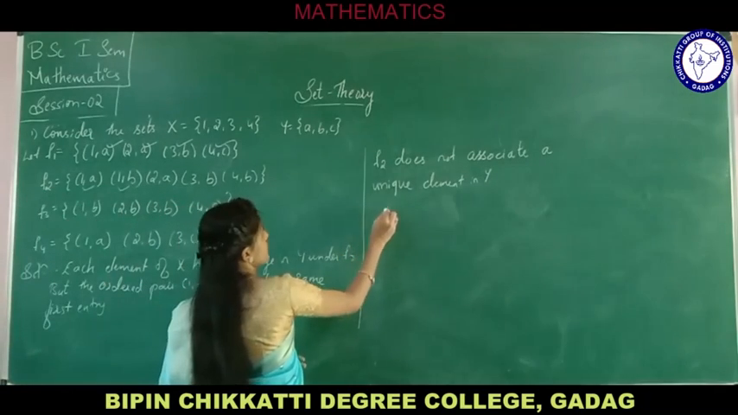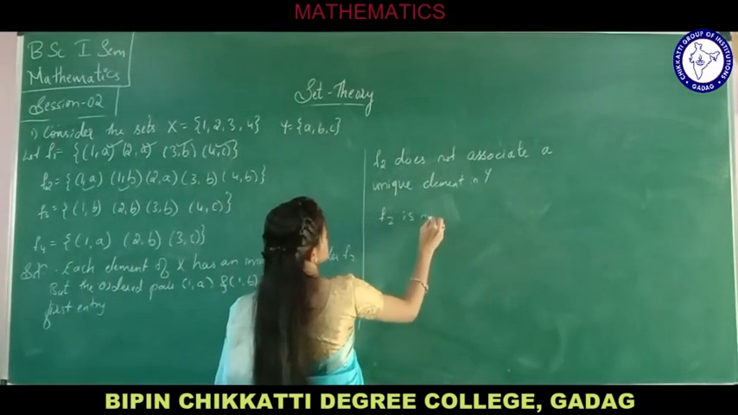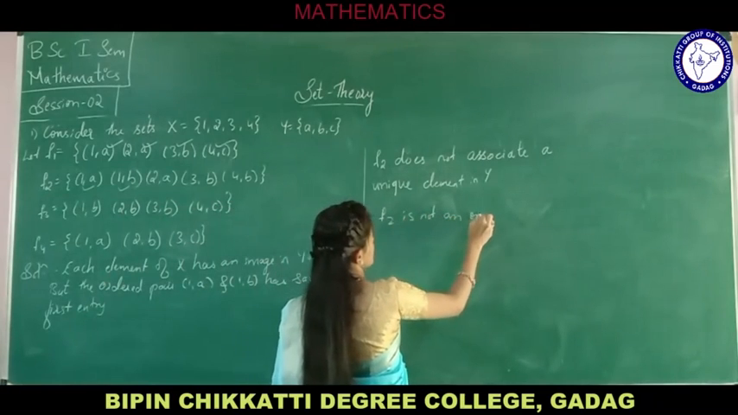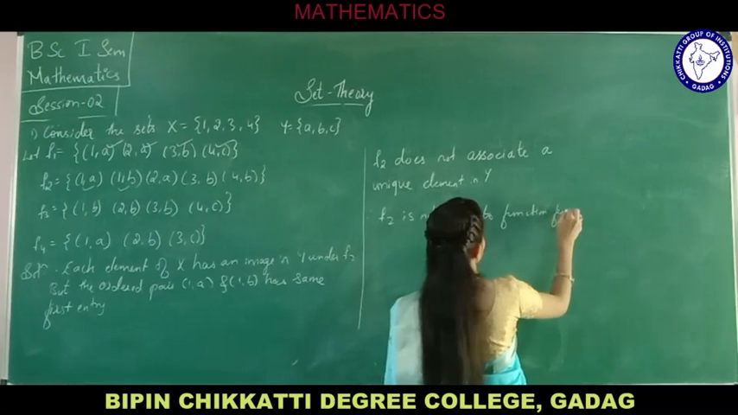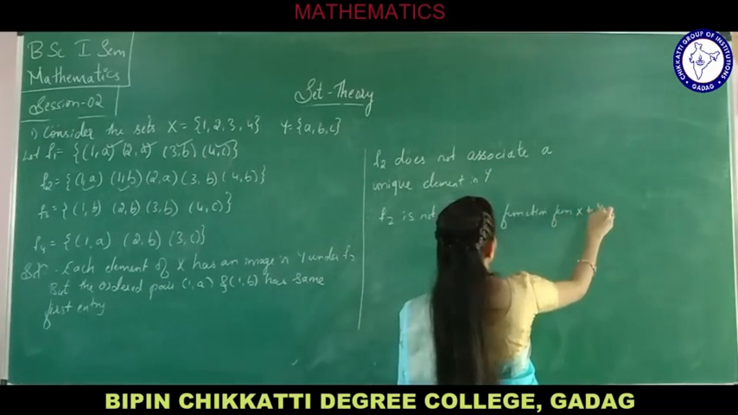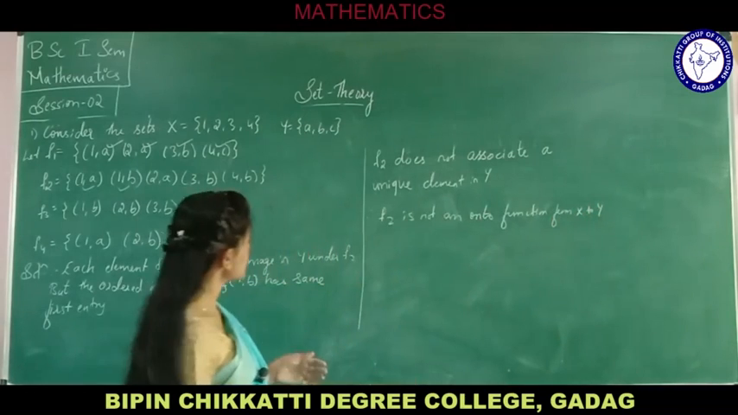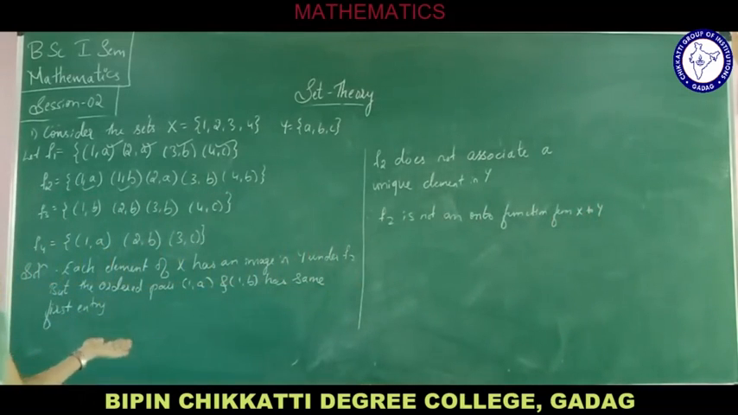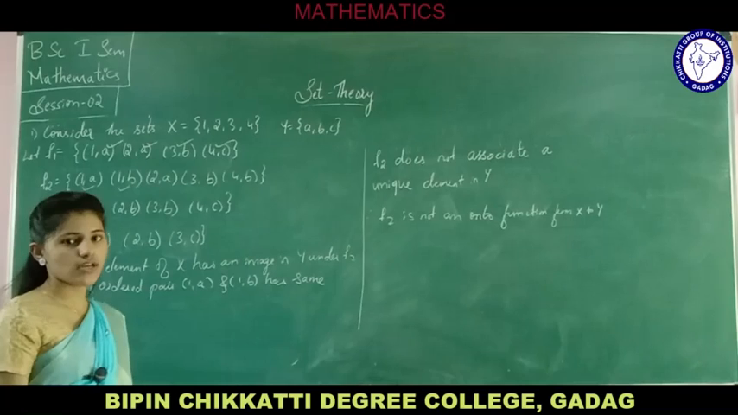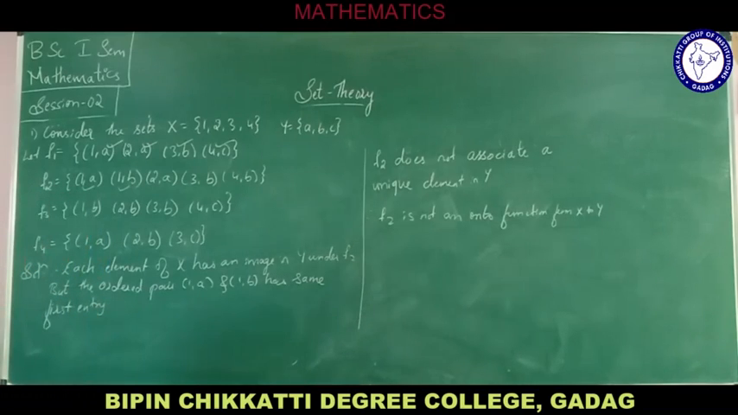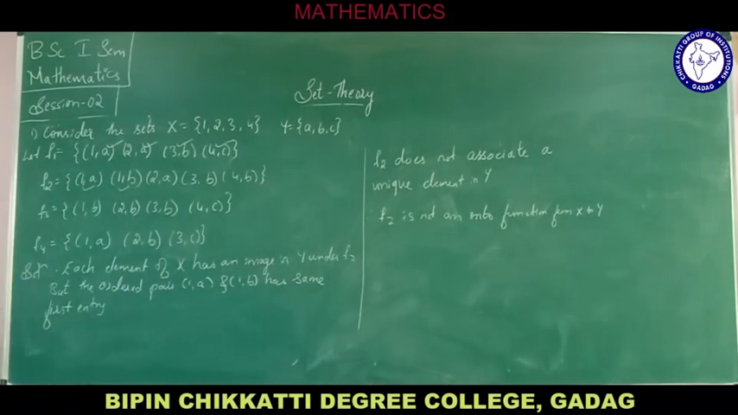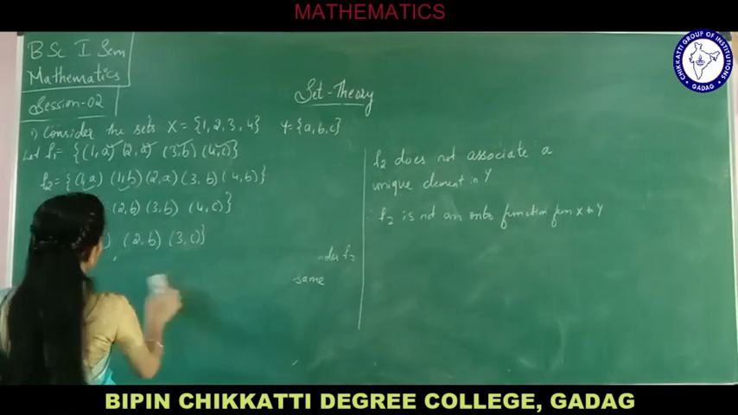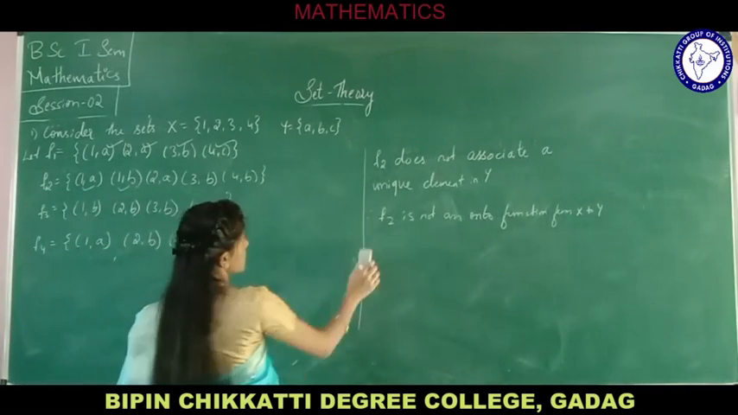Therefore, f2 is not an onto function from X to Y. Because its first entries are the same, that is why it is not an onto function from X to Y. Let us look at the third one, that is f3 of (1, B), (2, B), (3, B) and (4, C).